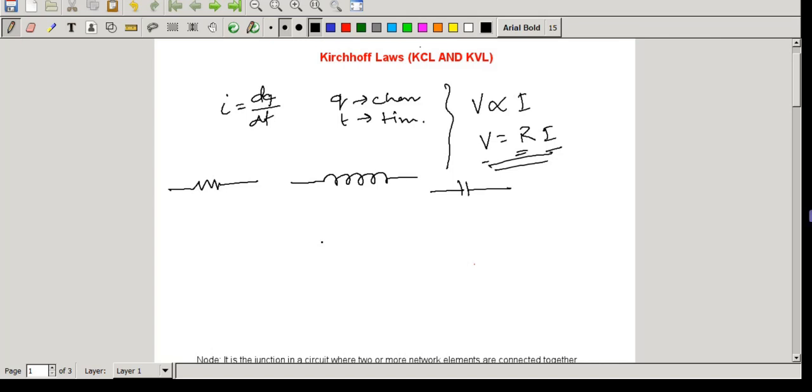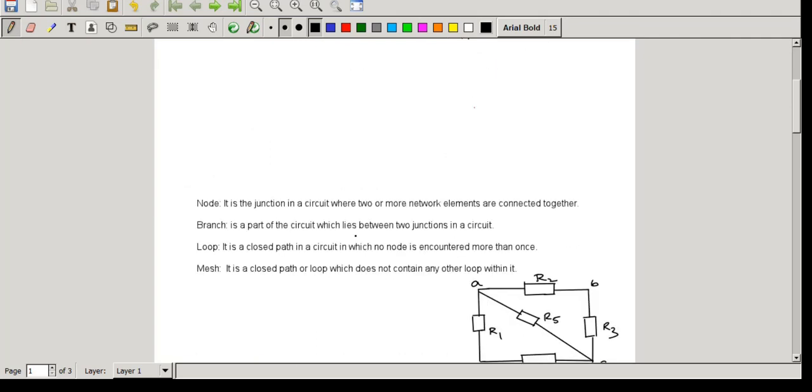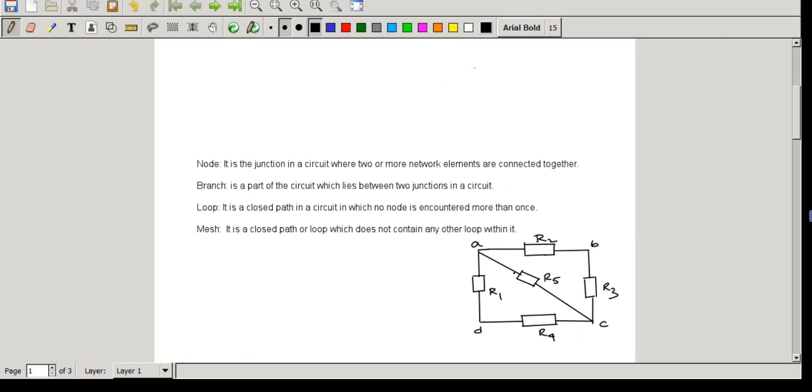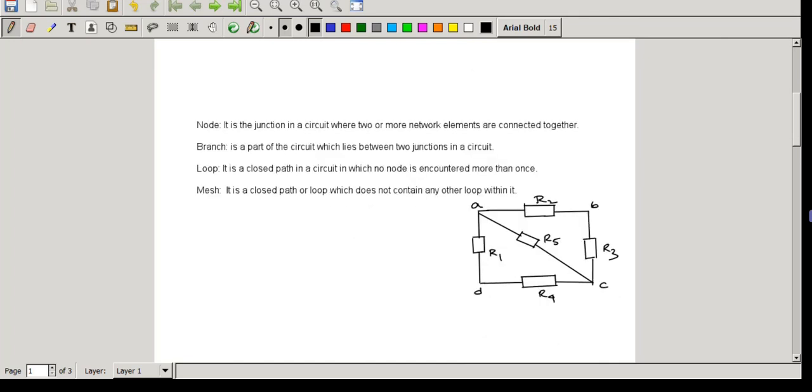Before we start KCL and KVL, we must know what is a node, what are branches, and what is a loop in the circuit. We have to identify in a circuit where the node starts, where we can call a branch, and where it is called a loop. Now here I draw one figure, and from this figure we can explain what is a node, branch, loop, and mesh. Let's start with the first definition.